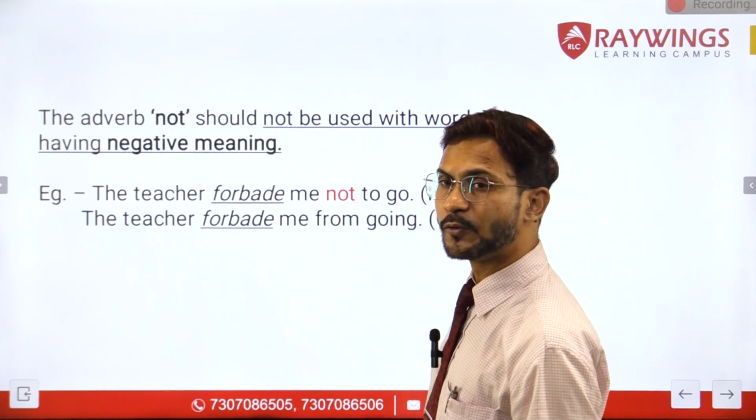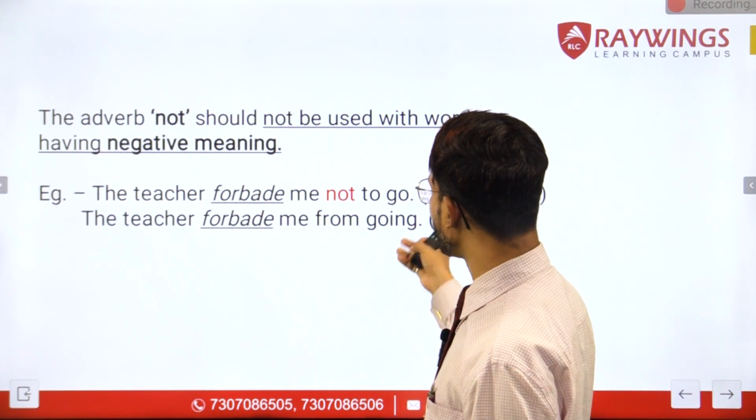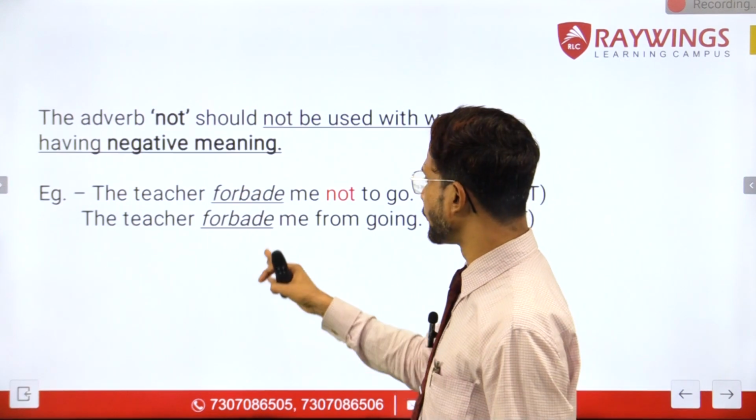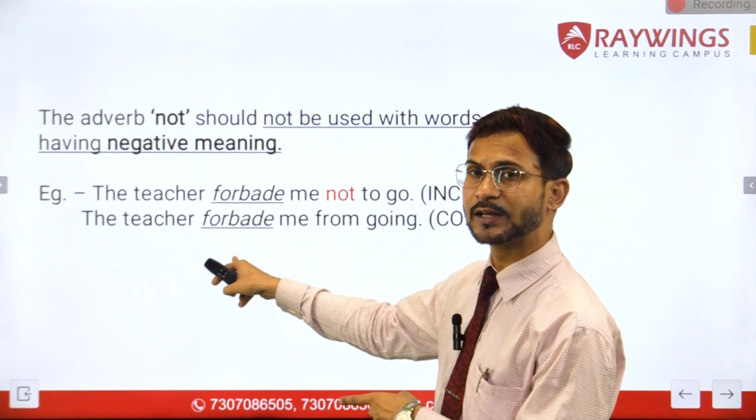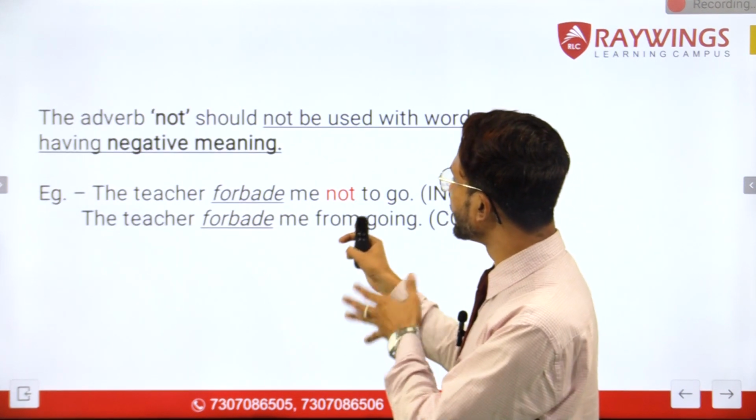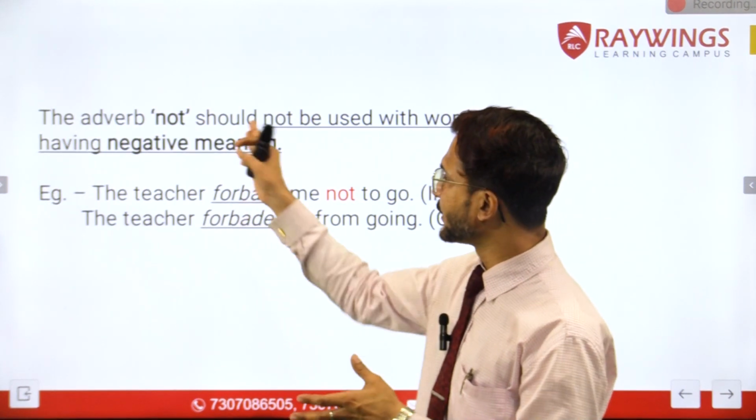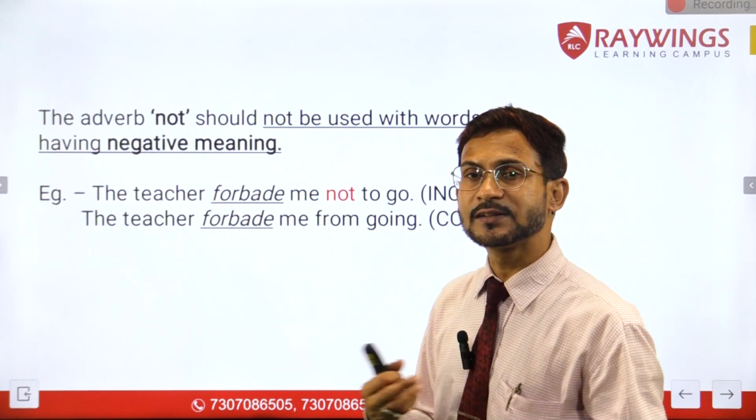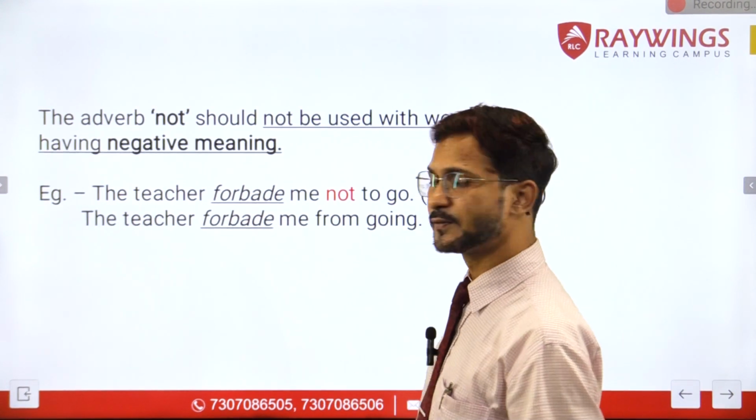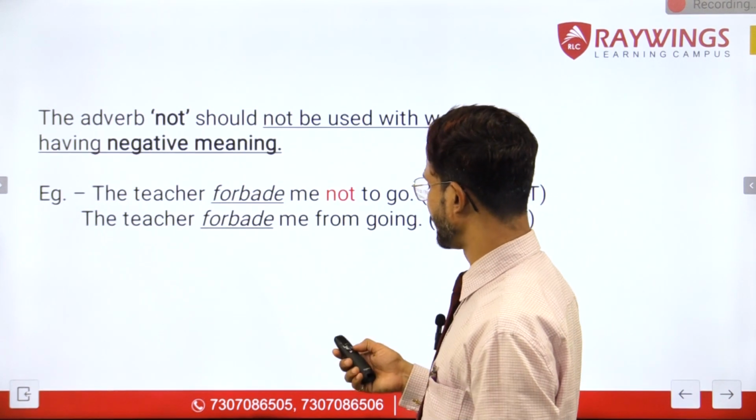The correct form would be the teacher forbade me from going. So the teacher forbade me from going. This is correct, because forbade is a negative word in English, and it should never be followed by another negative word, that is not. Now the meaning is correct: कि टीचर ने मुझे जाने से रोका, right?